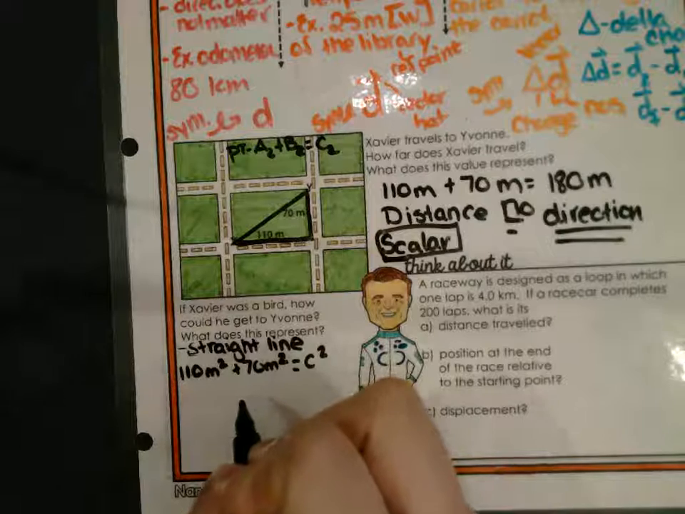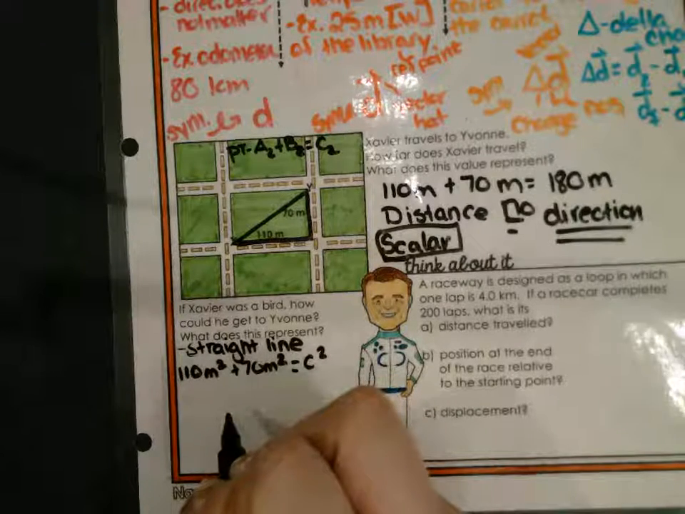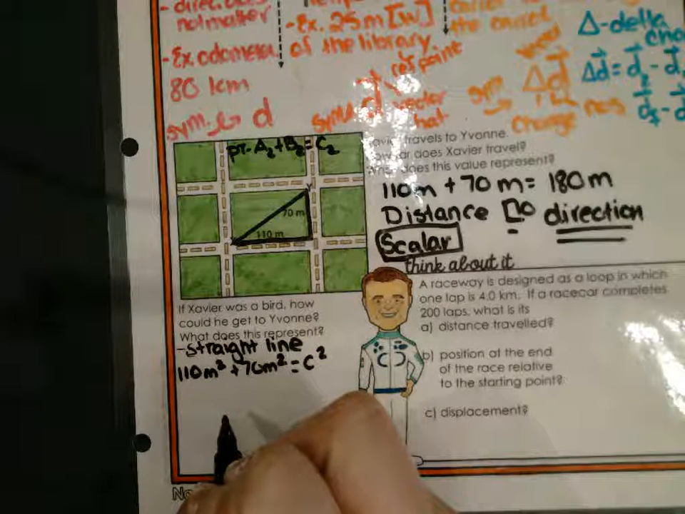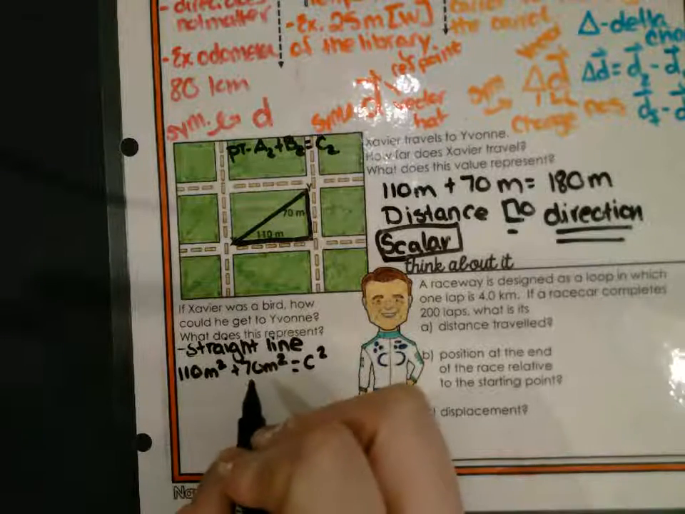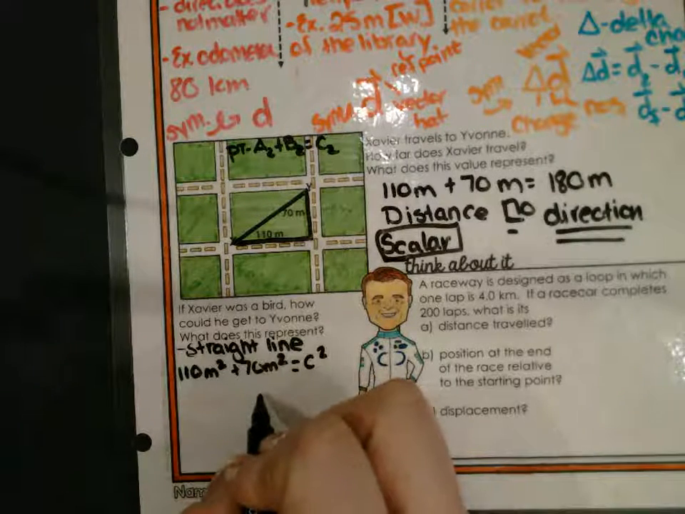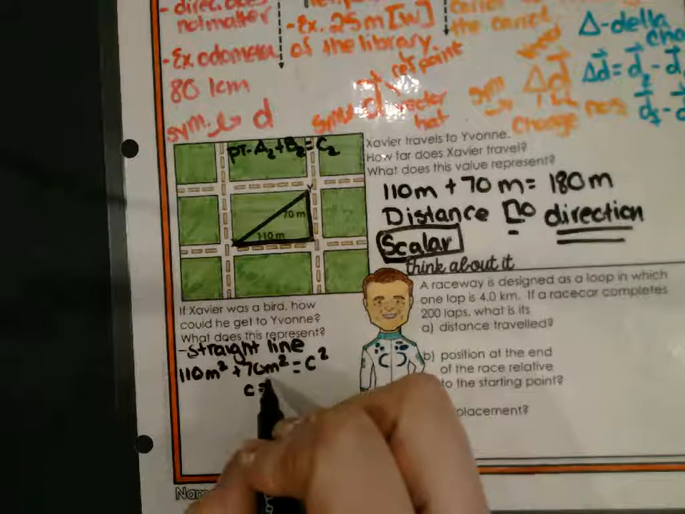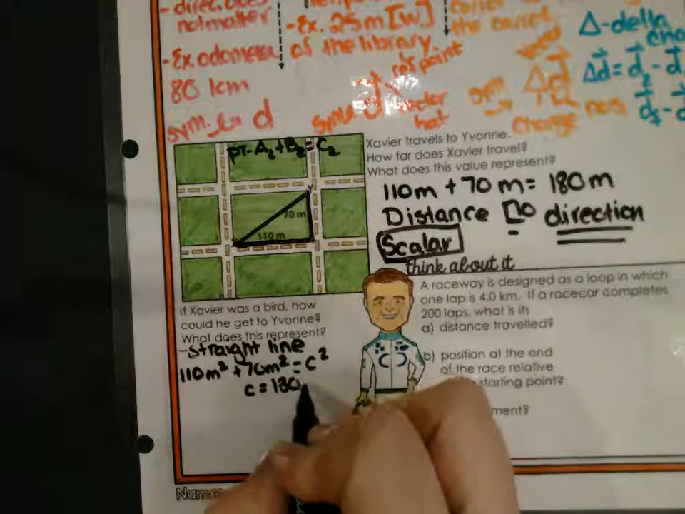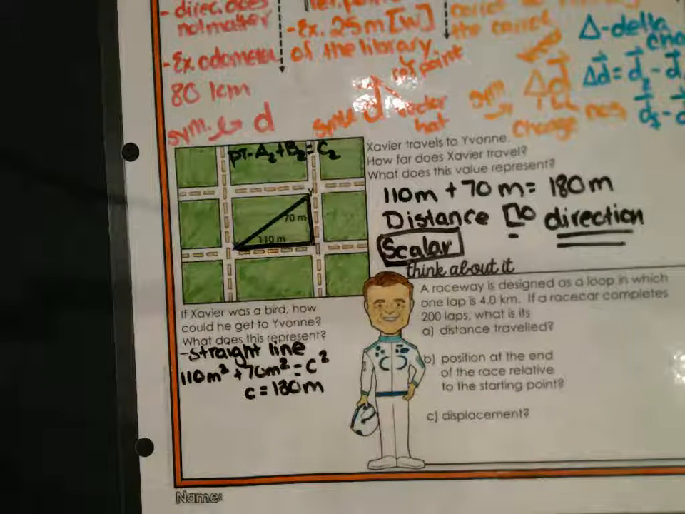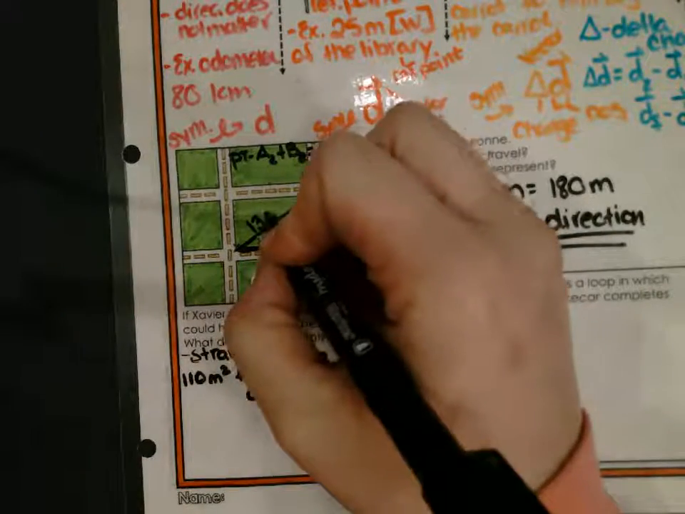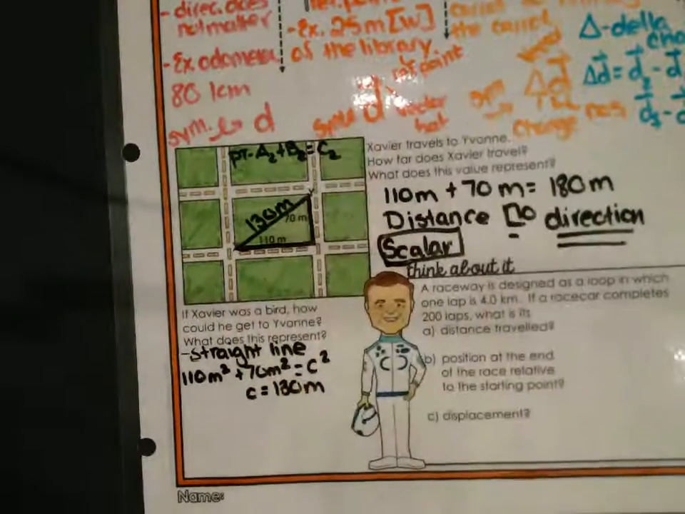So when you do your math, you're going to come out that c is equal to 130 meters. But that doesn't tell us enough, really. So now we know this is 130 meters.